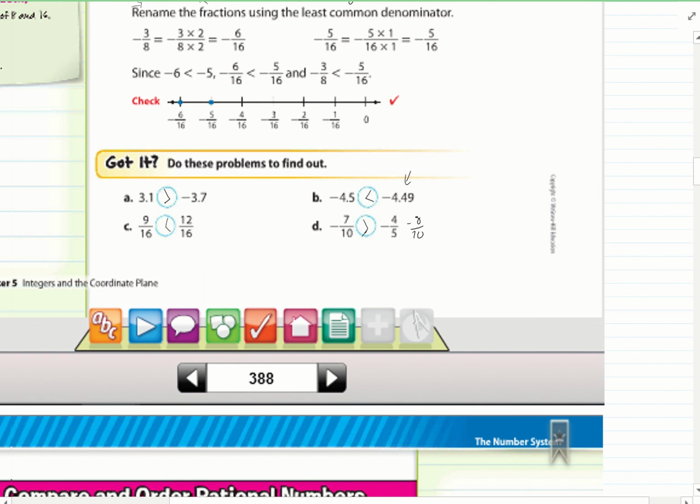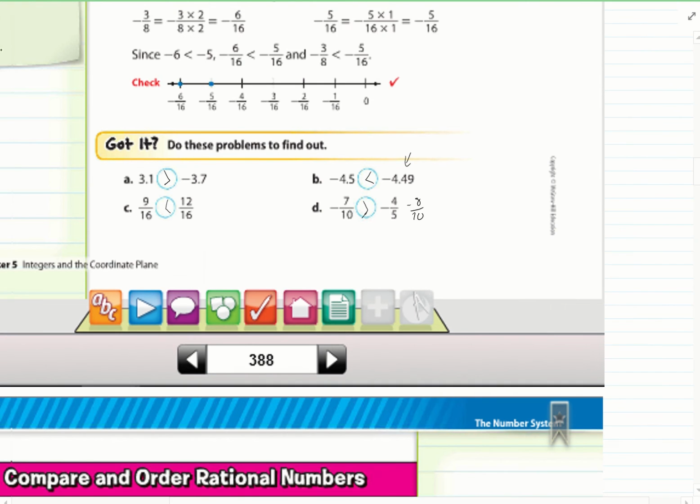One thing I know that helps me is whenever I have two negative numbers, I just do the opposite. I know for B, if they were both positive, it would be the opposite answer. Same with D. If they were both positive, it would be the opposite answer. So if that's a strategy that can help you, go ahead and use that strategy.